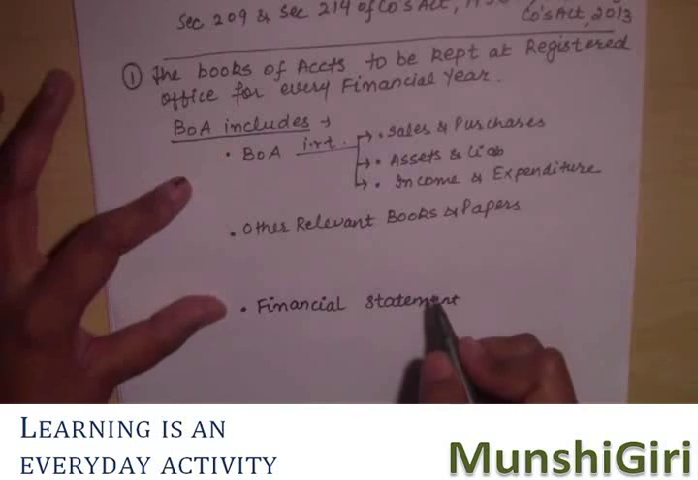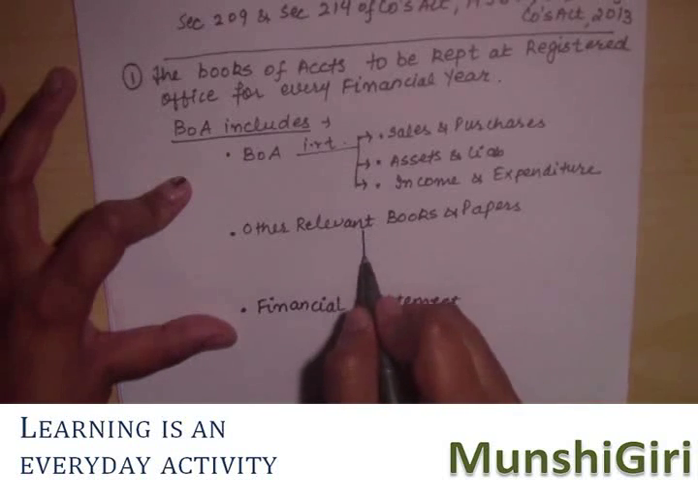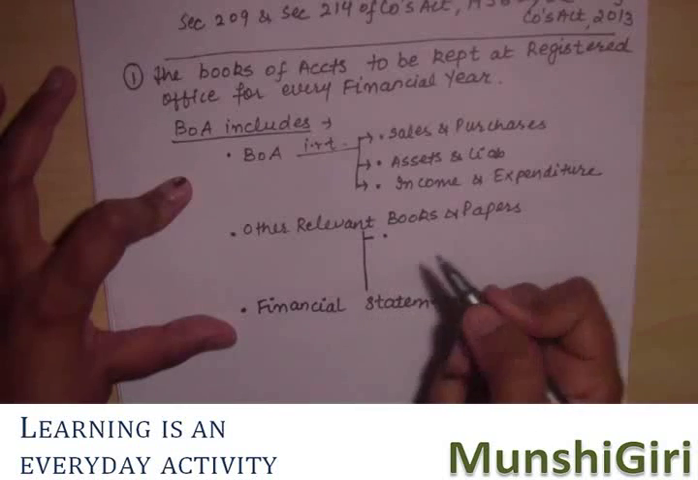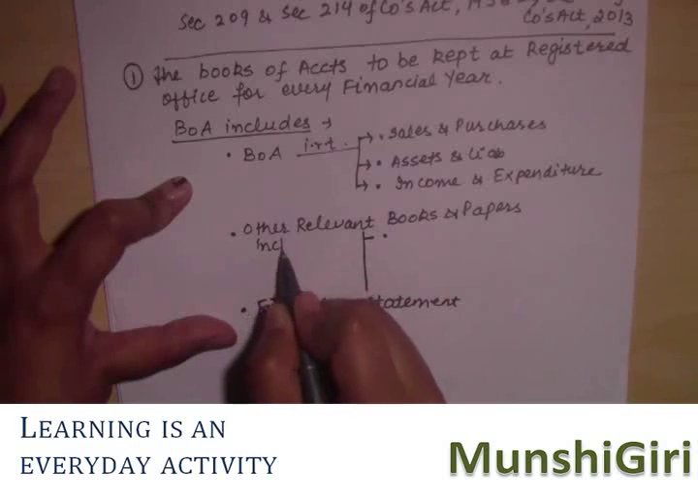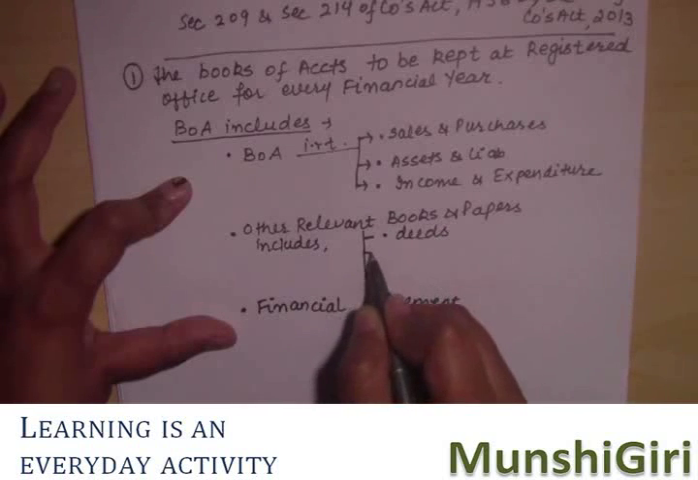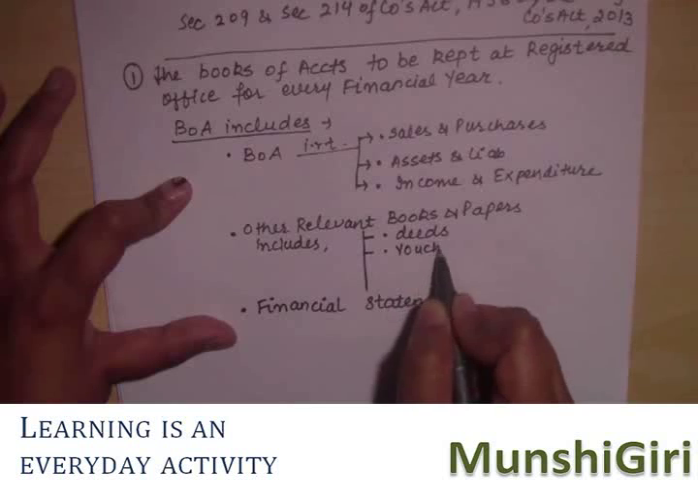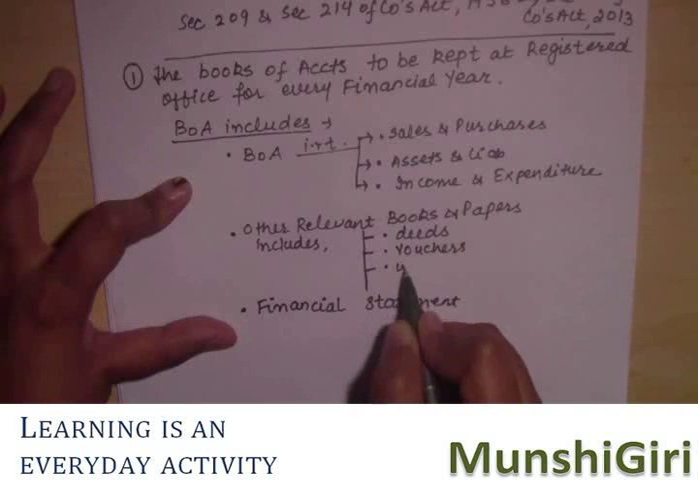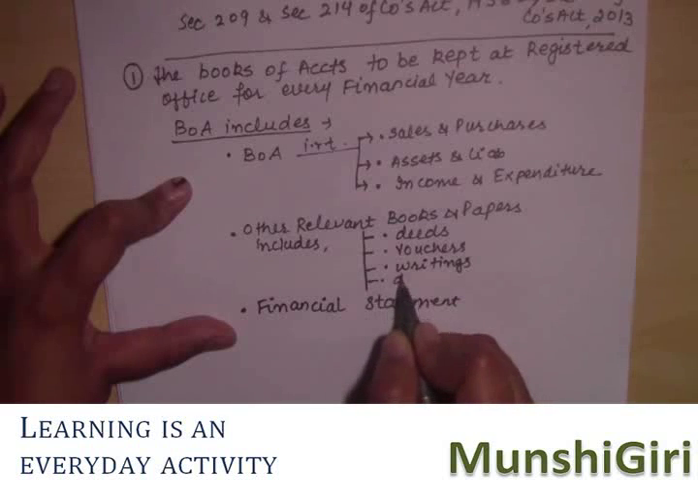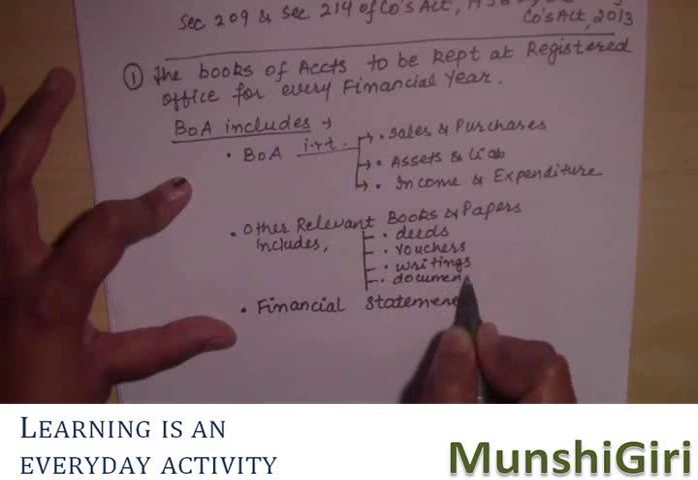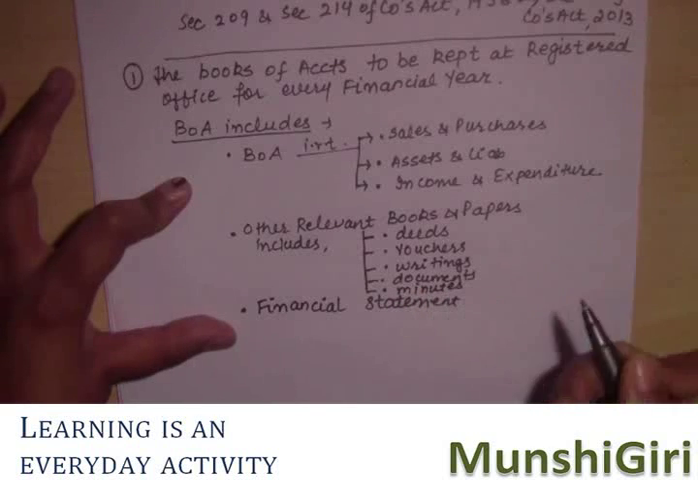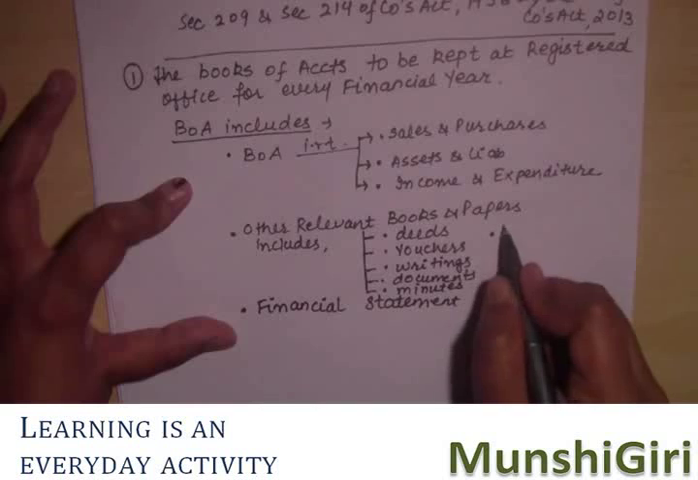Other relevant books and papers includes deeds, vouchers, writings, documents, minutes, and the registers maintained by the company.